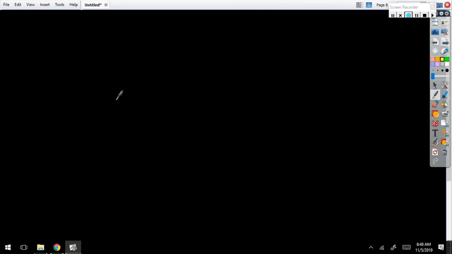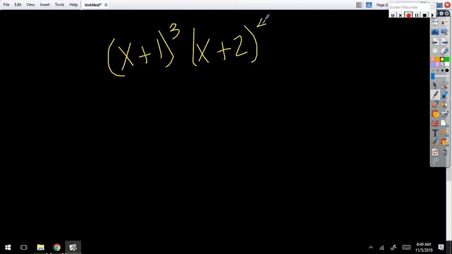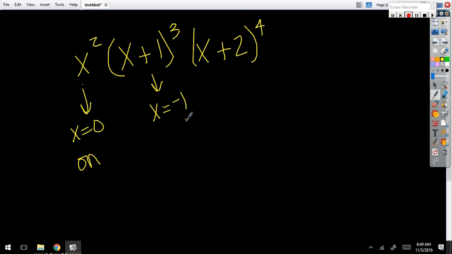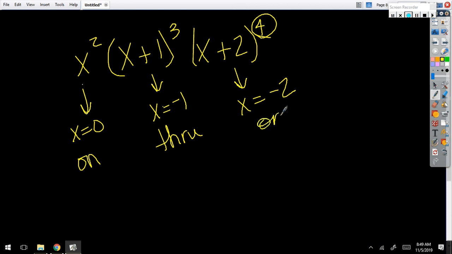If my equation, and I'm coming back to this, if I had had x plus 1 to the third times x plus 2 to the fourth, and maybe I even have an x squared that sits out here. X equals 0. The multiplicity is what? 2. So it's even, so that means it sits on the axis. This one, x equals negative 1, what's the multiplicity? 3, so it's odd, so that means it goes through based on the exponent. Okay. So we're going to sketch what that looks like.